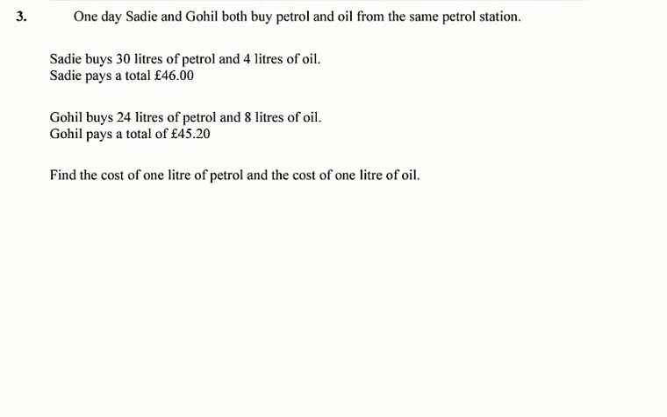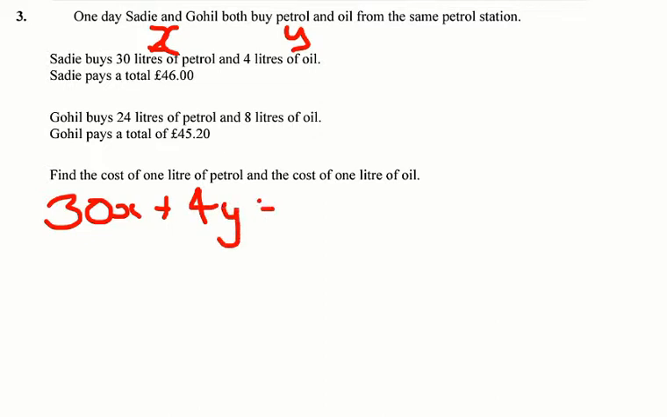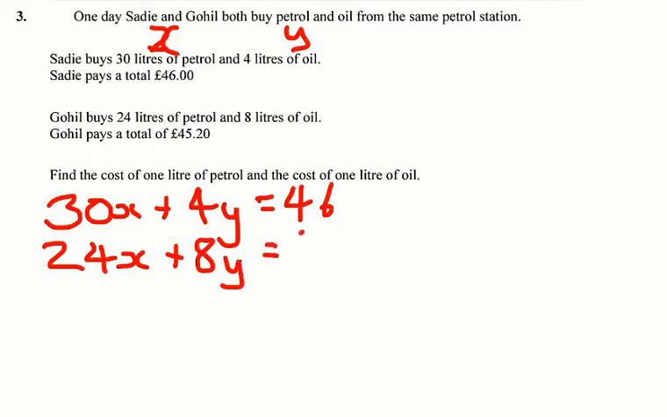So this is actually a simultaneous equation question. And if we say that petrol can be represented by the letter x and oil by the letter y, we can write out an equation that says 30x + 4y has to equal £46. And from Gohill's purchase, 24x + 8y will equal £45.20.